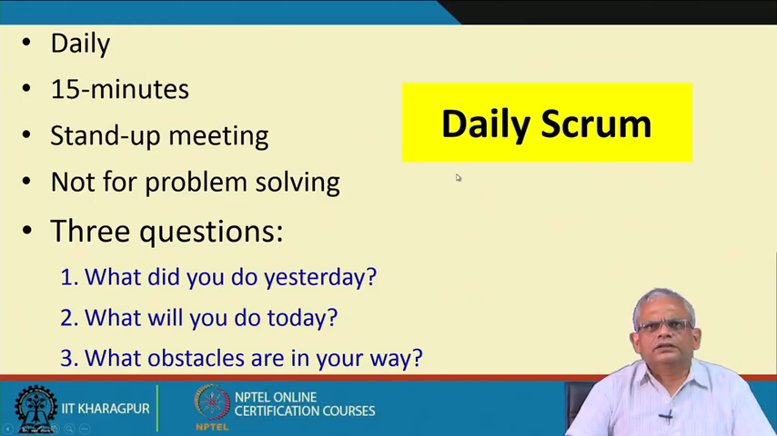The daily scrum meeting is done every day, typically at the start of the day. It is a very short meeting, typically 15 minutes or so. It is a stand up meeting, because if the team members sit down, then the meeting may prolong. It is not a problem solving meeting, but the meeting objectives are to identify what the team members are working on, just to update each other, and whether they are facing any obstacle.